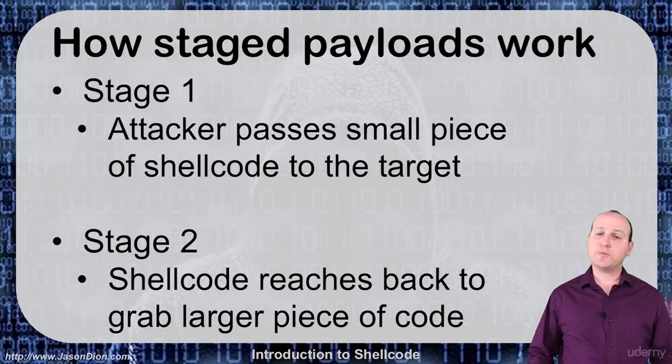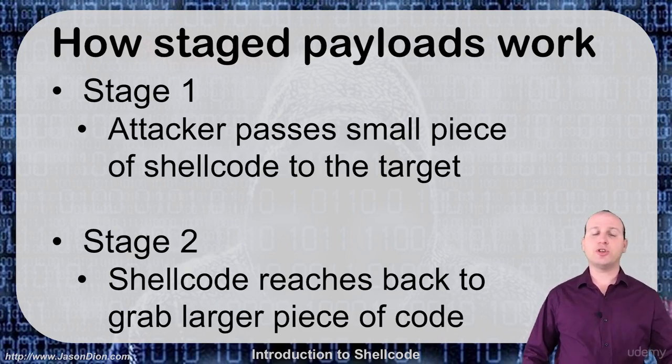So how do staged payloads work? Just like we said, stage 1 is going to happen. The attacker is going to pass a small piece of code to the target. Then stage 2 is going to reach out, grab the larger portion of that payload, and then it will have the full executable two-way communication once stage 2 has been loaded.